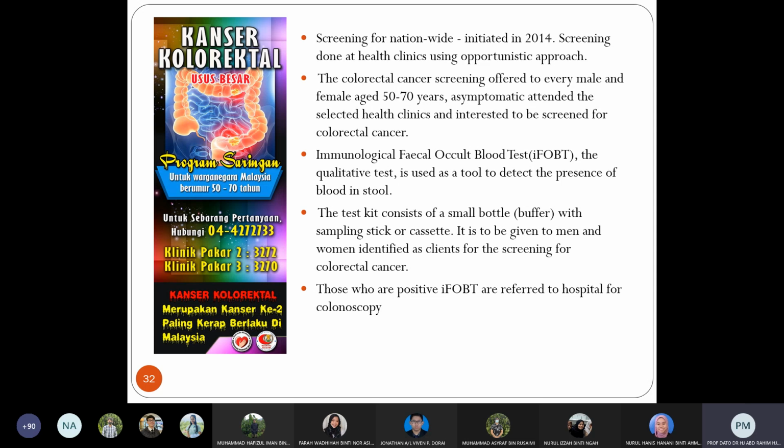We have nationwide screening for colorectal cancer, initiated in 2014. It is done at the health clinic using an opportunistic approach. Colorectal cancer screening is offered to every male and female, quite focused on ages 50 to 70, asymptomatic, who attend the selected health clinic and are willing to be screened. They will take the immunological fecal occult blood test, used as a tool to detect the presence of blood in stool. So they take the stool sample.